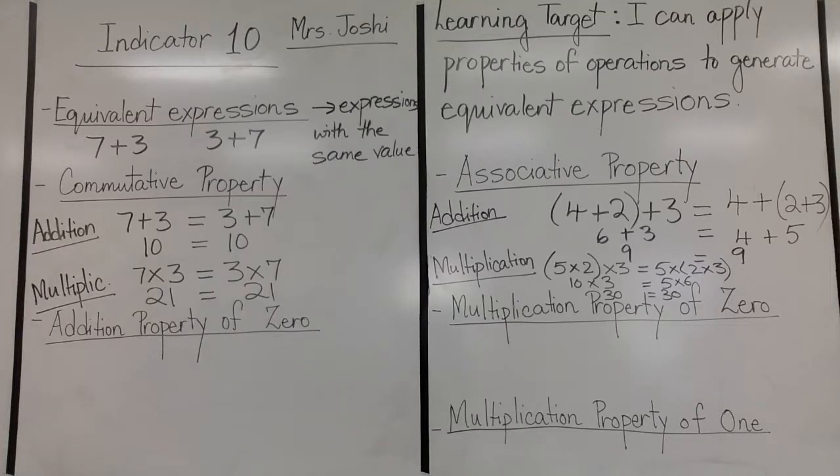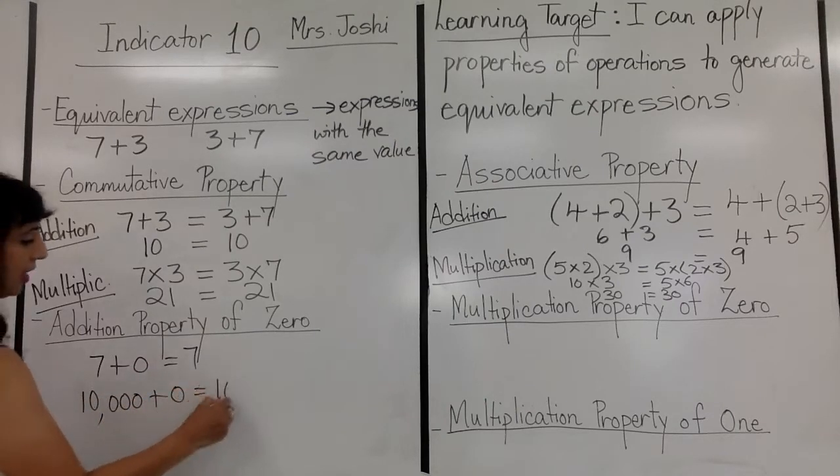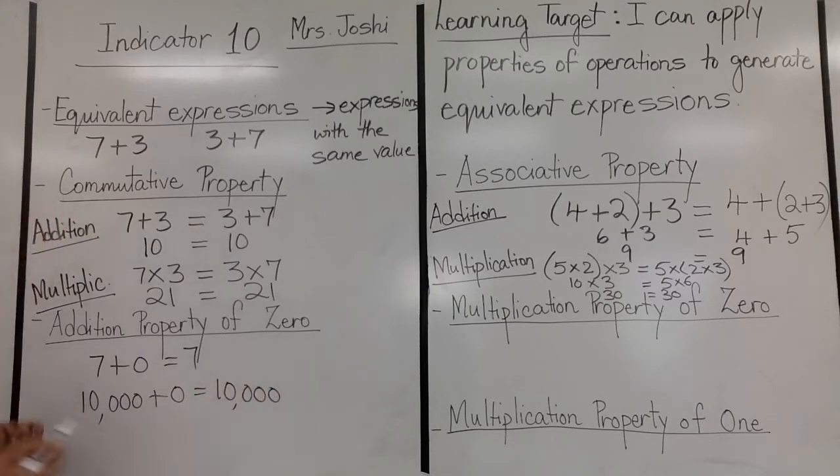It is the addition property of 0. Any number that is added to 0 gives me that number. So the sum of any number and 0 is that number. If I say 7 plus 0, it's going to give me 7. I can say 10,000 plus 0, you'll get 10,000. So any number plus 0 is that number itself.